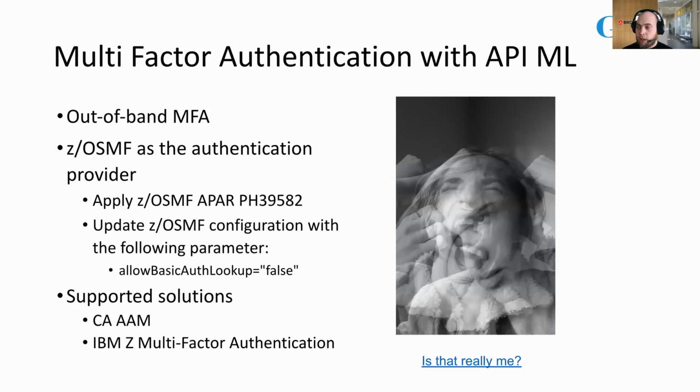In general, Zowe and API Mediation Layer support multi-factor authentication. We do support out-of-band multi-factor authentication, and it was tested for CA MFA and IBM Z Multi-Factor Authentication. If you want to use this, you need to use either SAF directly as the authentication provider or z/OSMF as the authentication provider. For z/OSMF, there are two things that need to be valid. First, you need to apply the specific APAR that's on the slide. And second, the configuration needs to contain the setting allow basic auth lookup as false. Otherwise, it doesn't work correctly. But we've been testing this and using it, and it works fine if you follow these rules.